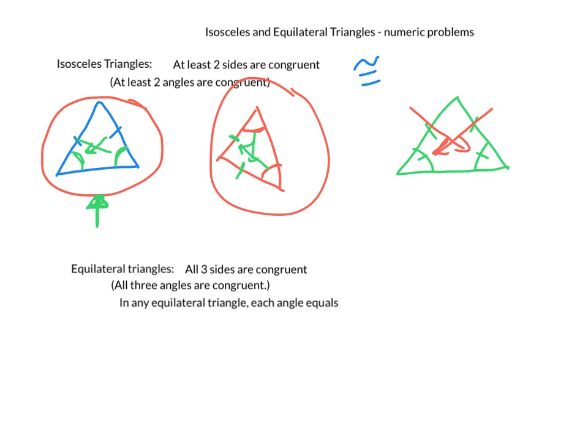All right, let's move on to equilateral triangles. Equilateral triangles, all three sides are congruent. And by the way, you might want to pause this and just write down some of these things for notes. It certainly can't hurt. And informally, all three angles are congruent.